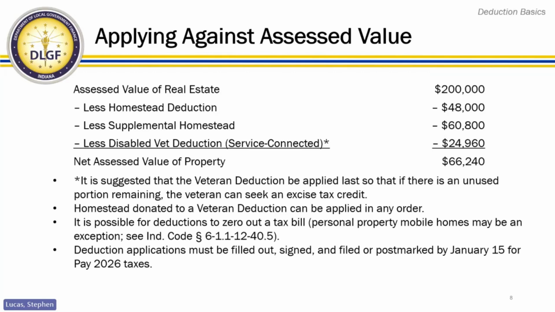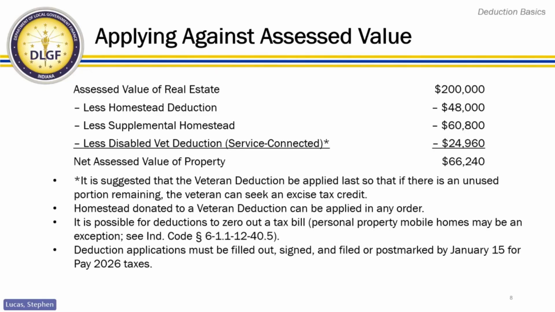the property tax rate. So here, just a note about the veterans deduction. We suggest that that's applied last so that if there's any unused portion remaining, other deductions, for example, might bring the assessed value down to zero. If any of that veterans deduction remains, it can be applied. The veteran can use that to seek an excise tax credit, which we'll speak about in a short while.